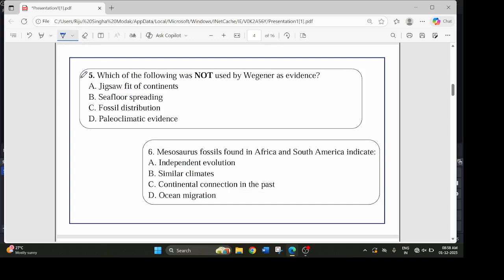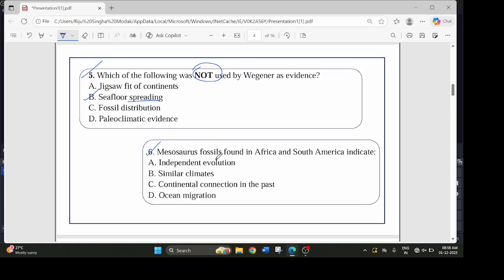The next question is, which of the following was not used by Wegener as evidence? Jigsaw fit of continents, seafloor spreading, fossil distribution, or paleoclimatic evidence. The correct answer is the one not used, seafloor spreading. Seafloor spreading was developed by Harry Hess in 1960, after Wegener's death, and it became a key component of the plate tectonic theory that ultimately validated Wegener's initial ideas. So the correct answer is seafloor spreading, option B.